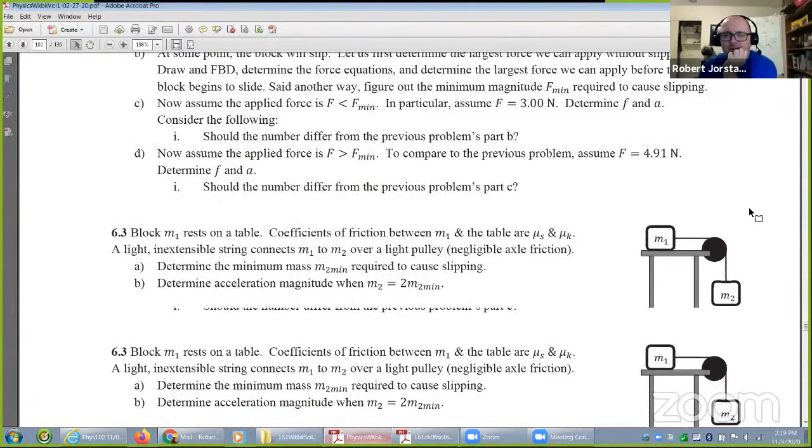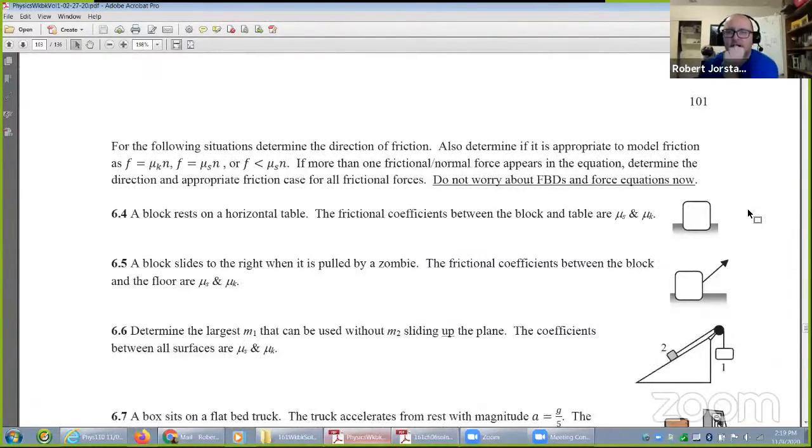We talked about maybe you guys can work on those. All right. So let me make a quick comment about page 101. We're not going to do these right now. I expect you to do them at home. But to be clear, I want to emphasize how to approach this entire page. Notice what is underlined here. Do not worry about FBDs and force equations for these problems.